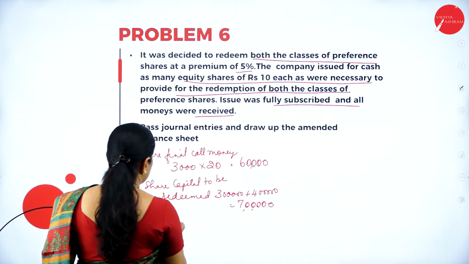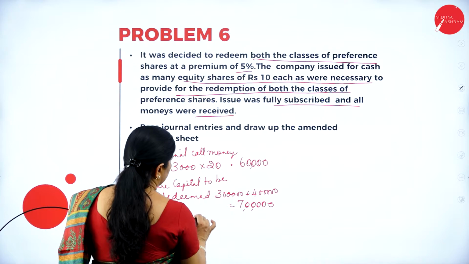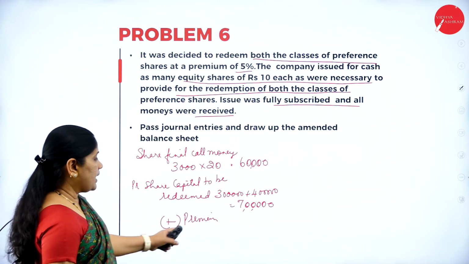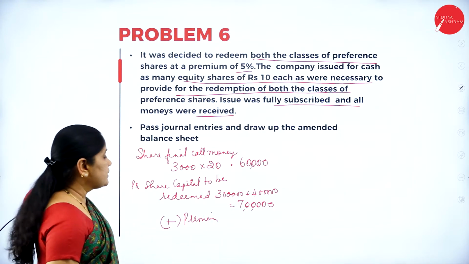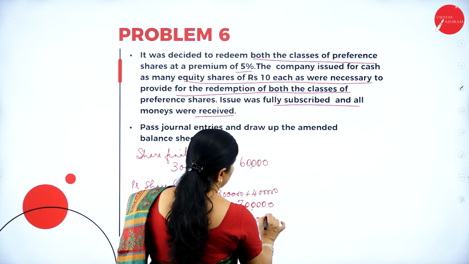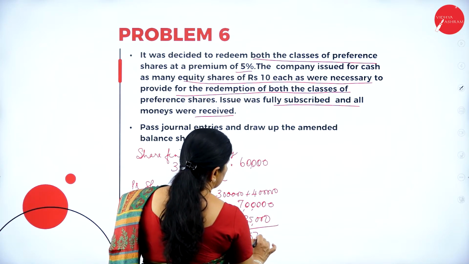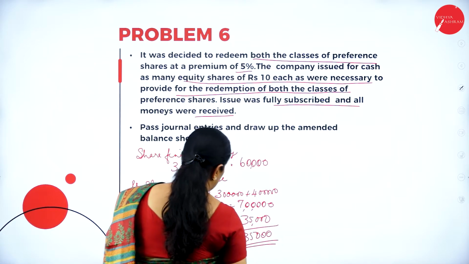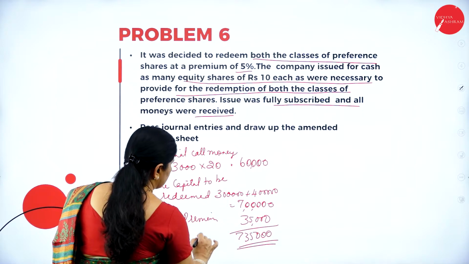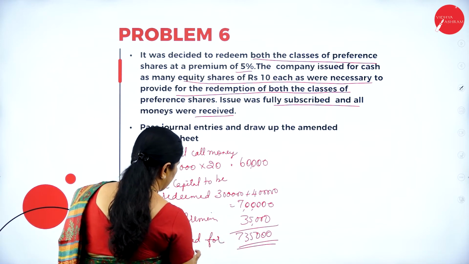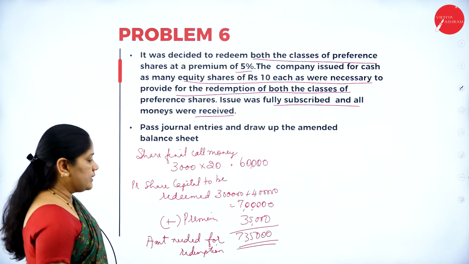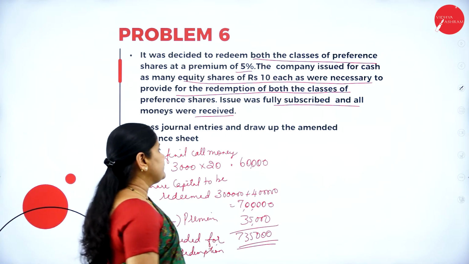Then add premium. Premium is how much? 5% premium. So 5% of 7 lakhs. So that will come up to 35,000. So total is 7 lakhs 35,000. So this is the amount needed for redemption. This is the amount needed for redemption, 7 lakhs 35,000.